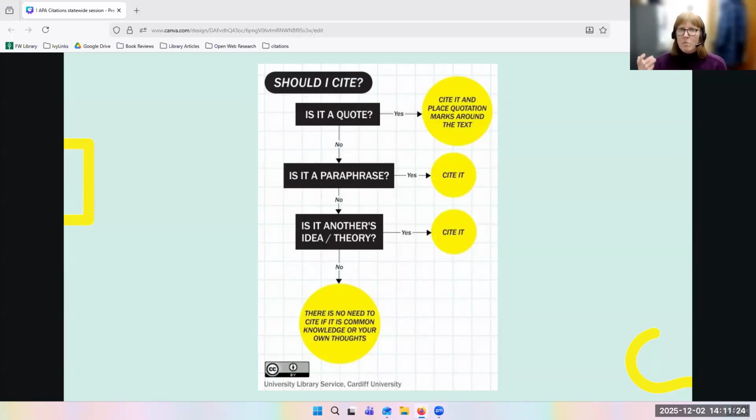So common knowledge is something like California is on Pacific time or on the West Coast. The peso is the currency of Mexico. Things that are widely known and agreed upon are common knowledge, right? And if they're your own ideas, of course, that does not need to be cited, right? So common knowledge and your own ideas do not need to be cited. Okay.